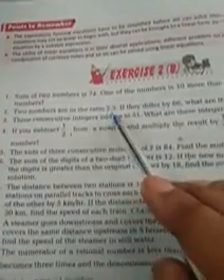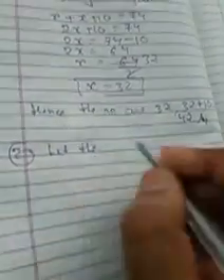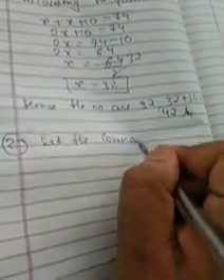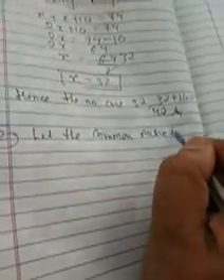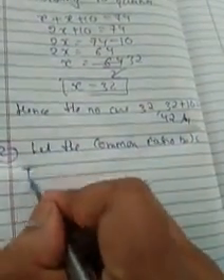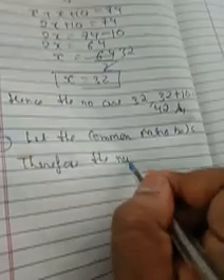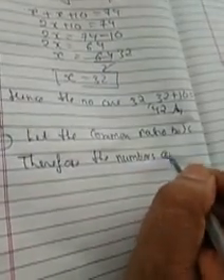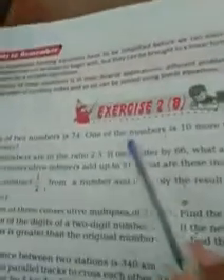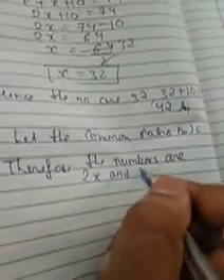Two numbers are in the ratio 2:5. If they differ by 66, what are the numbers? Now let the common ratio be x. Therefore, the numbers are in the ratio 2:5, so the numbers will become 2x and 5x.